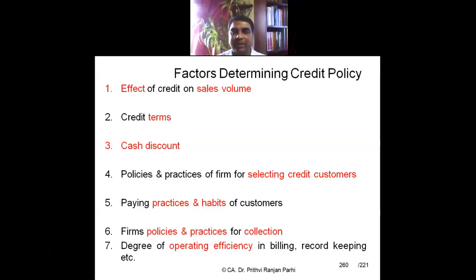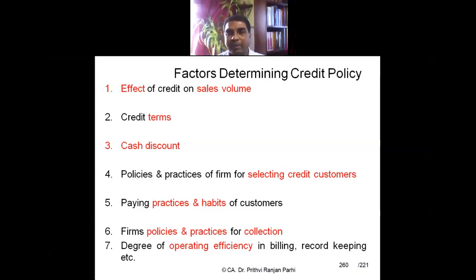Suppose you decide my terms are that on a credit sale you should pay maximum within 45 days. That is the terms of credit sale. Or if you make further delay, you'll be charged an interest of 2%. That is also a term of credit sale. These terms and conditions are called credit terms.